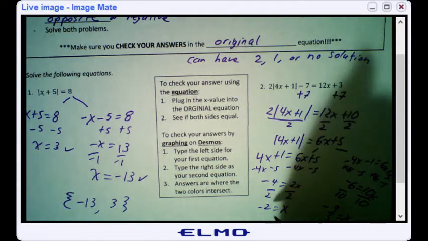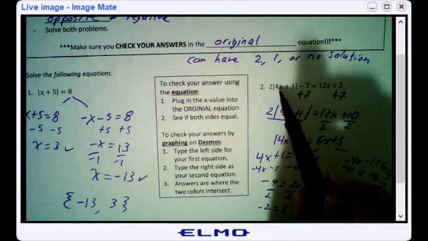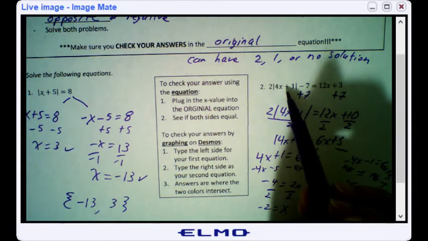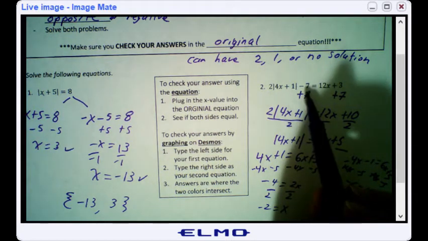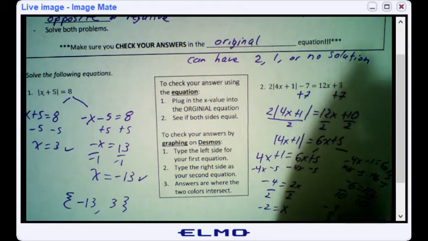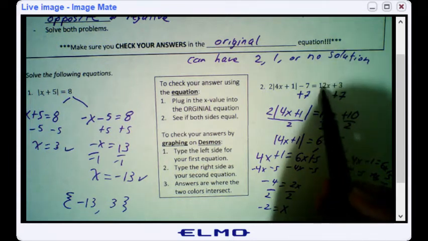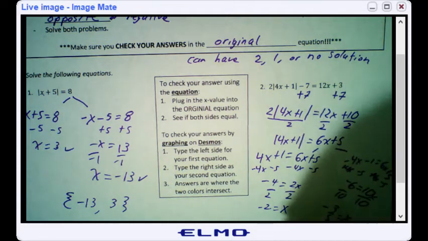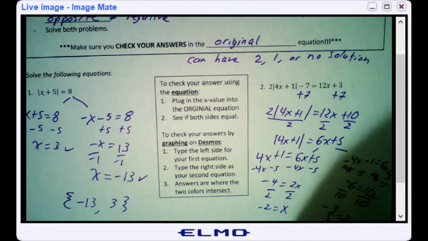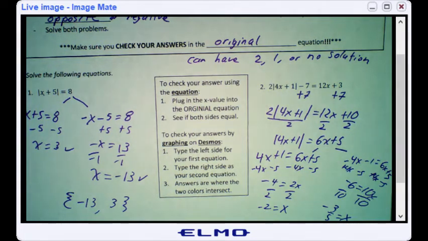When I plug them back in to check, I'm going to plug them into the original equation. So I'm going to get negative 8 plus 1 is negative 7, positive 7, 14, 7 on the left side. And then negative 14 and 3. So this one will not work. And then I'm going to use Desmos to check the negative 3/2 real fast.